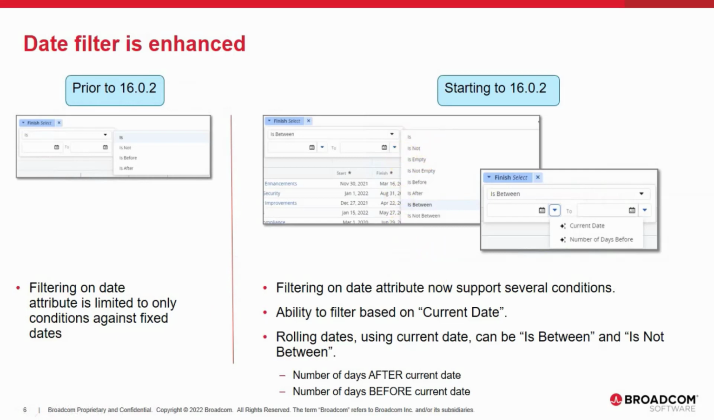The date filter also supports the current date, and you can also filter based on the current date and the number of days before or number of days after. This allows the end user to have a rolling date filter where they can see the information based on the current date and a certain date after, or the current date and certain days before that. So a rolling date filter is now possible starting 16.0.2.